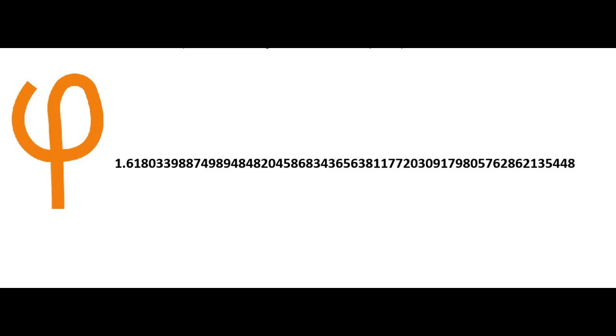We start by presenting the phi number on Board A as it derives from the golden ratio. It reads, are you ready?